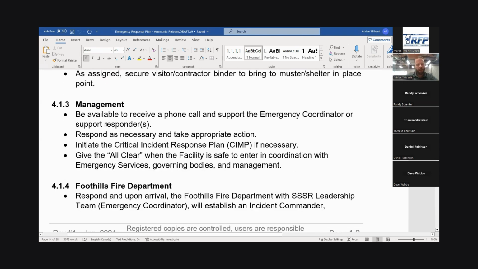And then management has their responsibilities. So basically, if you're not on site, you've got to be ready for the phone call and take appropriate action. We have a critical incident response plan in the county, and that would be something management would be in charge of. Give the all clear when the facility is safe to enter. But that's of course waiting for the fire department or emergency services of some kind to be involved also. They have to give the all clear, and then management gives the all clear from there.